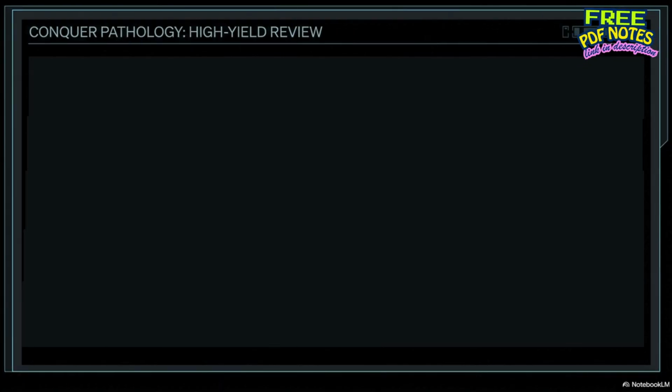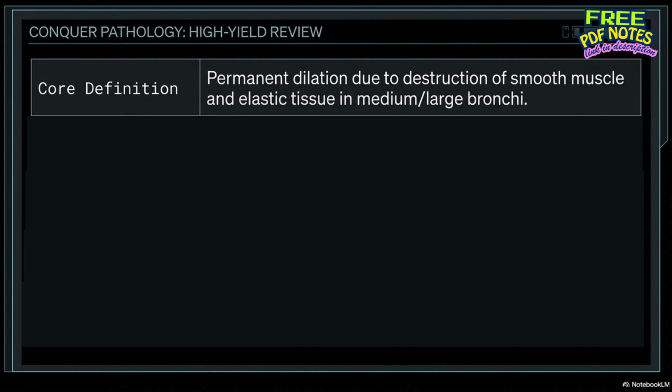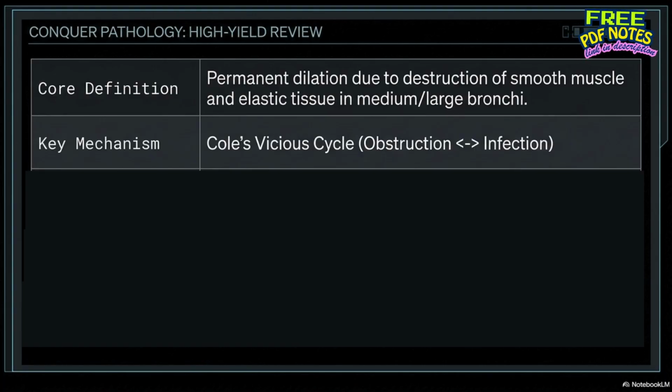Let's wrap up with a high-yield review to fully conquer this topic. Core definition: bronchiectasis is the permanent dilation due to the destruction of smooth muscle and elastic tissue in medium and large bronchi. Key mechanism: it is driven by Cole's vicious cycle, a continuous loop of obstruction and infection.